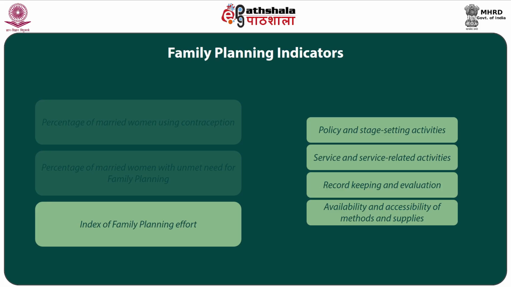This family planning effort index is based on 31 measures related to family planning efforts, and they were organized into 4 components. The first one is policy and stage setting activities. The second one is service and service related activities. The third one is record keeping and evaluation. The fourth one relates to availability and accessibility of methods as well as supplies.